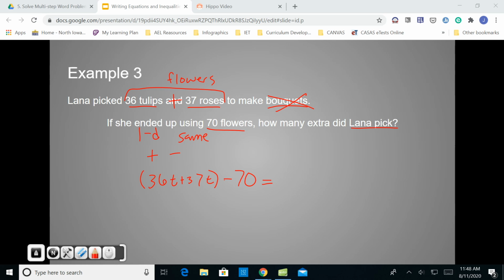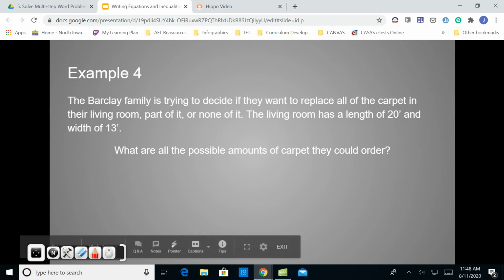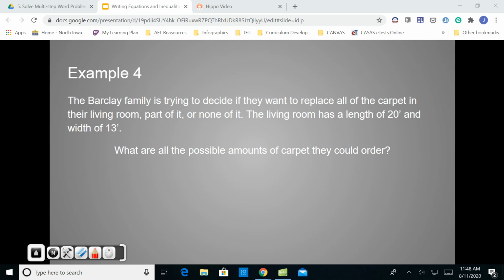And then last but not least, example 4. The Barclay family is trying to decide if they want to replace all of the carpet in their living room, part of it, or none of it. The living room has a length of 20 feet and a width of 13. What are all the possible amounts of carpet they could order?